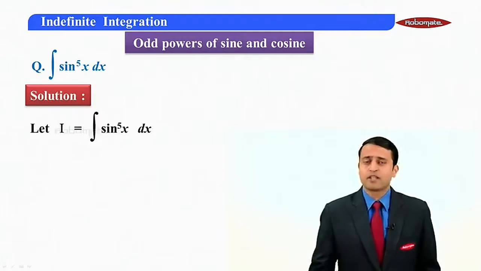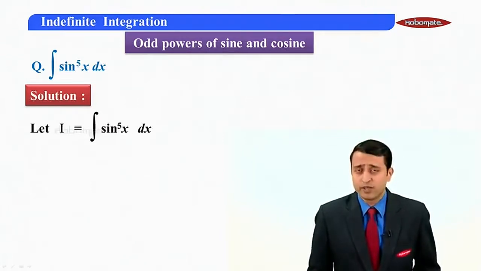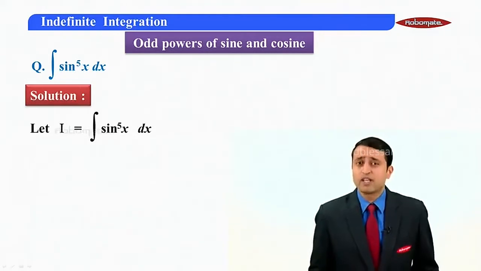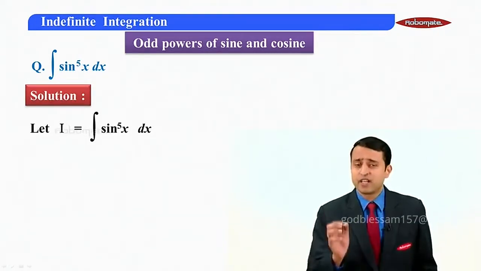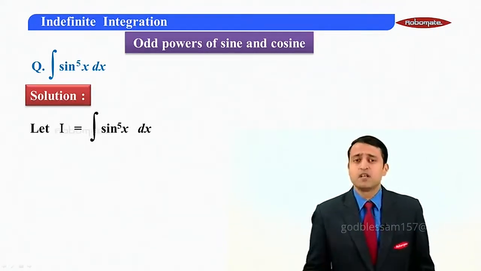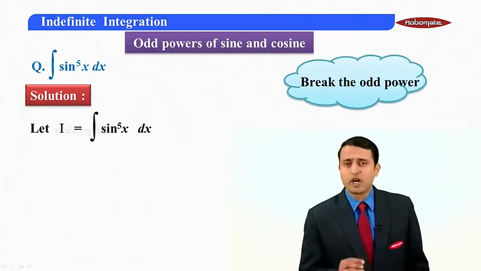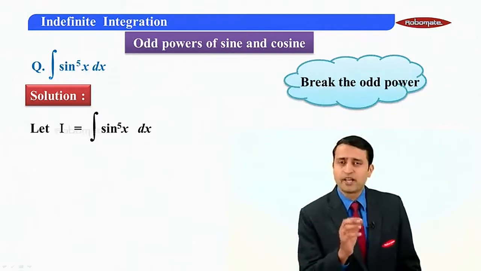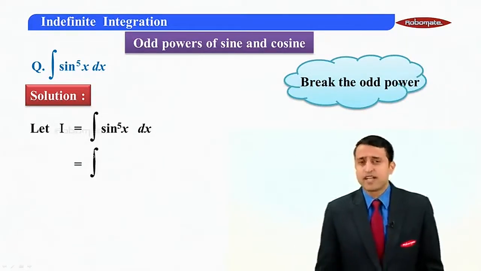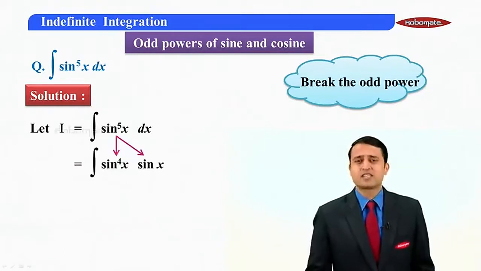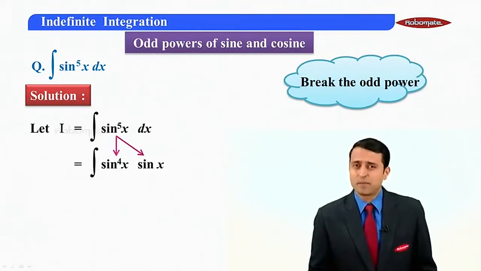So after copying the question, my dear students, what do we need to do? The method for evaluating higher powers of sine where the power is odd is very simple. Break the odd power into an even component and an odd component. That is, we'll write sine raised to 5 as sine raised to 4 into sine x dx, so that sine x is the odd part and sine raised to 4 is the even part.